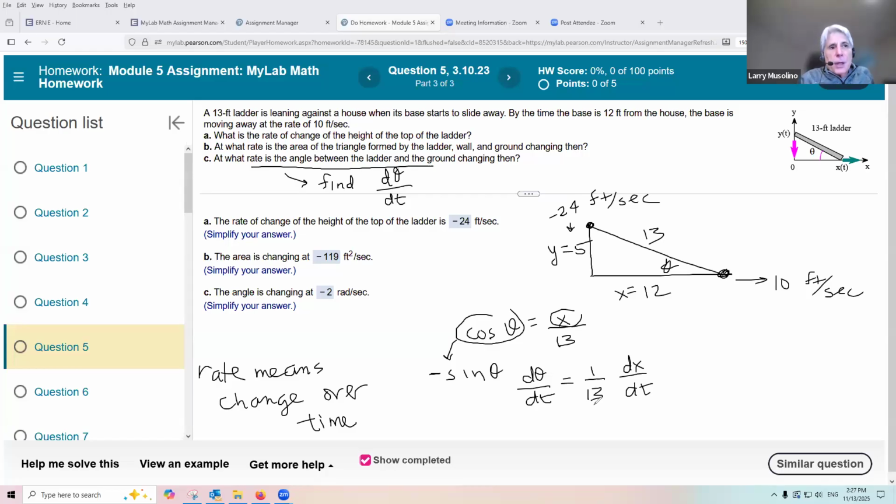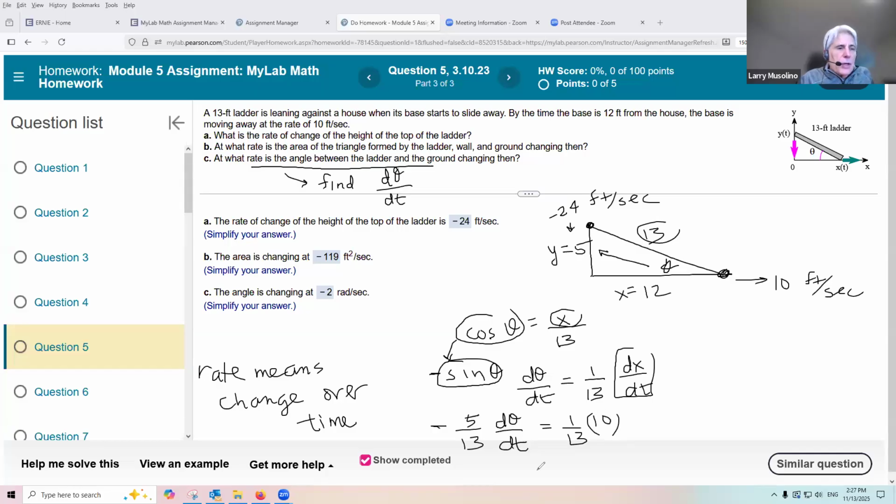All right, let's see if we can plug in here. What is the sine of theta at this instant from my diagram? Well, sine is opposite over hypotenuse. So the sine here is 5 over 13. And that's equal to 1 over 13. dx/dt we know is 10.